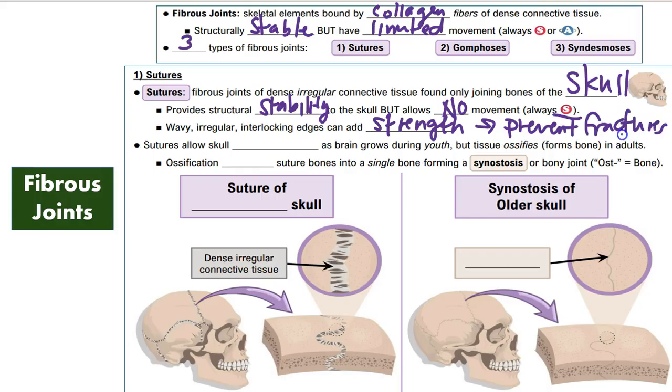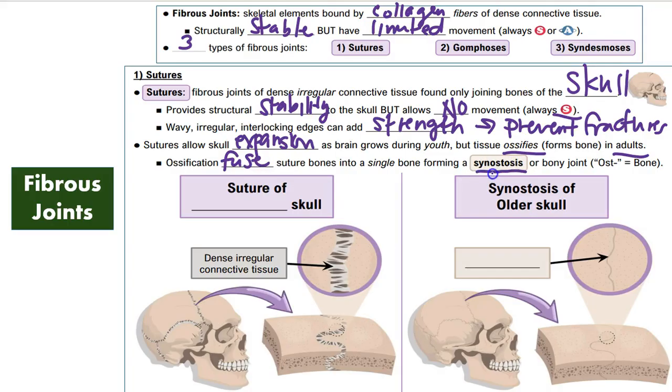Okay? Now, sutures do allow skull expansion. Remember I told you that with synarthroses, yes, you're talking about no movement, but there could be a small amount of movement. So the sutures are going to allow your brain to grow during youth, but they're going to ossify, or form bone, in adults, okay? Now, ossification means that you're fusing suture bones into a single bone form. And that's where it's going to create synostosis.